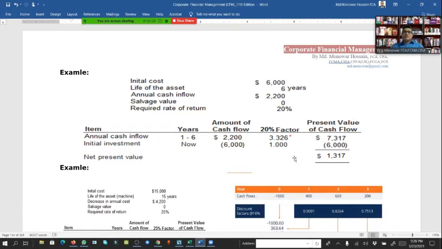And multiplying with the 2200, we will get 7317. And the initial investment we already invested is 6,000, so the net present value would be 1317. So this way NPV can be calculated.